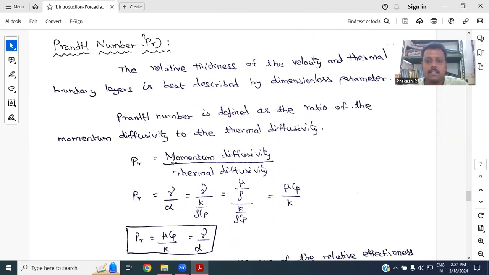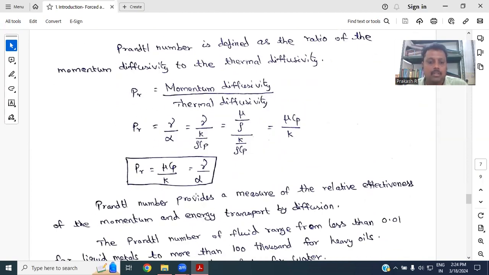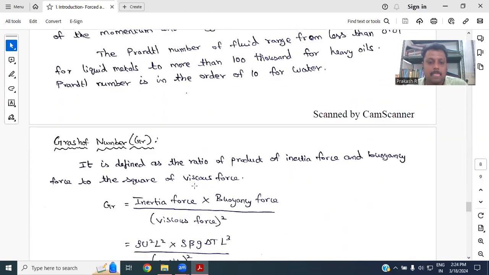The Prandtl number is defined as the ratio of momentum diffusivity to thermal diffusivity. By substituting the momentum diffusivity and thermal diffusivity terms, the final equation becomes gamma by alpha. That is the Prandtl number equation.